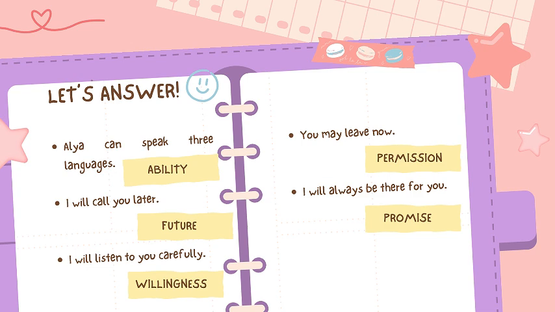The third is, I will listen to you carefully. The will shows the willingness that I will listen to you. The fourth one is, you may leave now. The may shows the permission. The last question is, I will always be there for you. The will shows the promise that I will be there for you.